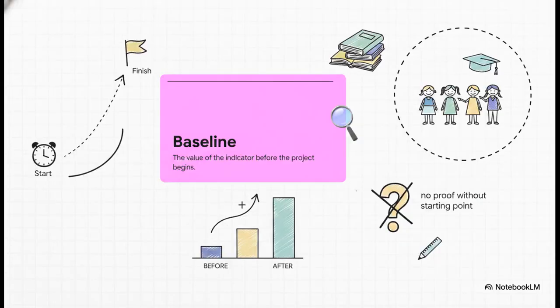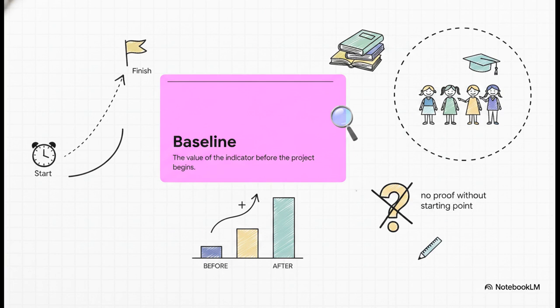Okay, so to make any of this actually work in the real world, you absolutely need three key things. The first, a baseline. This is simply the value of your indicator before the project even begins. Think about it. It is literally impossible to prove you've changed anything if you don't know where you started. If you never recorded how many girls were enrolled at the start of that education project, you can never confidently show that more are enrolled at the end.